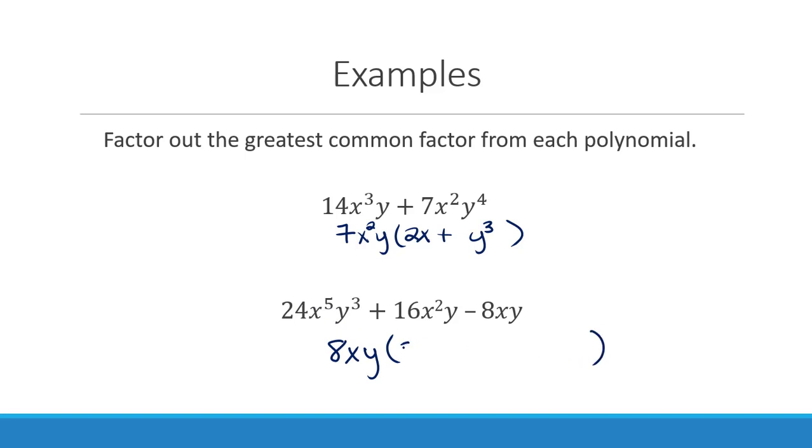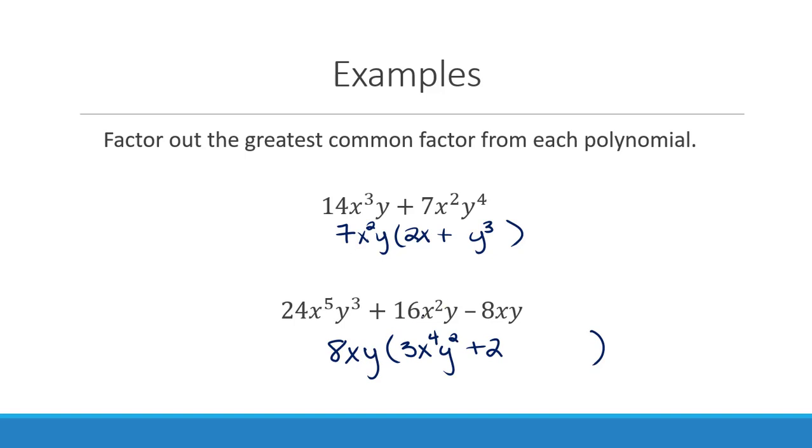8 times 3 gives me 24. x to the fourth, so I would need 4 more x's to get back to x to the fifth. So x times x to the fourth gives me x to the fifth. If I've got one y and I'm trying to get to y to the third, I need y squared, plus 8 times 2 gives me 16.